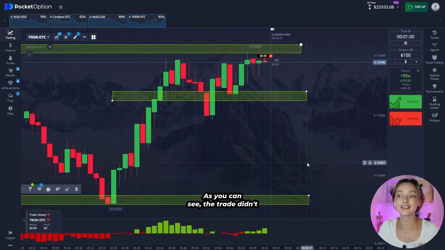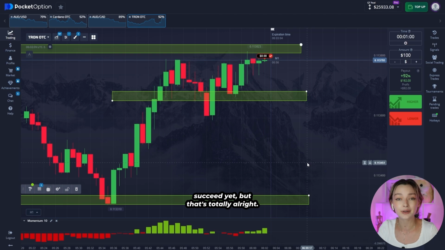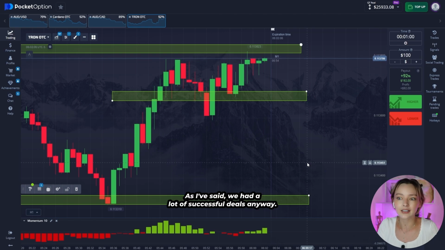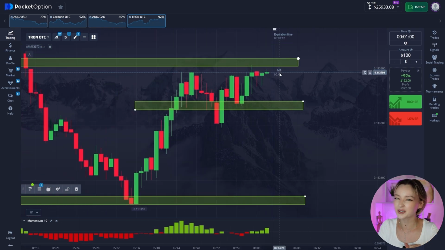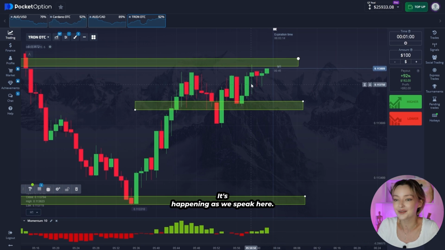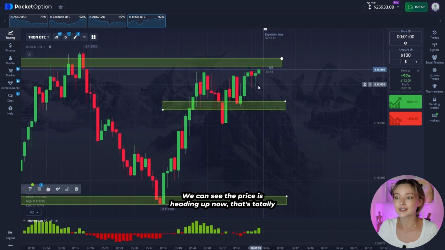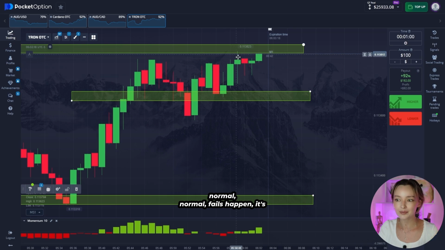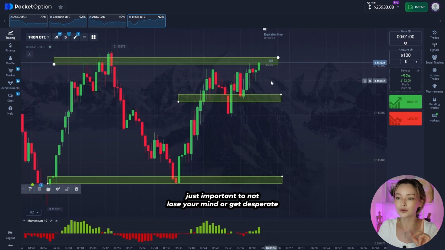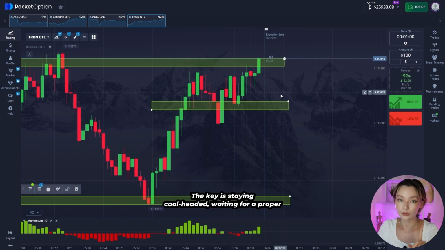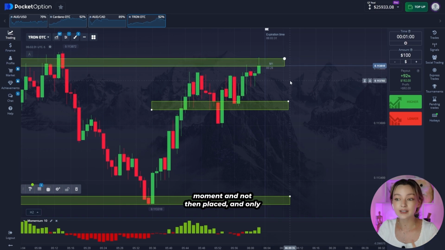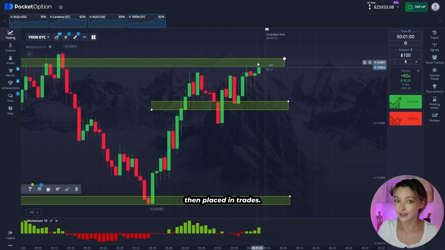As you can see, the trade didn't succeed yet, but that's totally alright. As I've said, we had a lot of successful deals anyway. We're literally so close to another profit. However, remember I said the price might change the course. It's happening as we speak here. We can see the price is heading up now. That's totally normal. Fails happen. It's just important to not lose your mind or get desperate trying to cover up the loss. The key is staying cool-headed, waiting for a proper moment and only then placing trades.